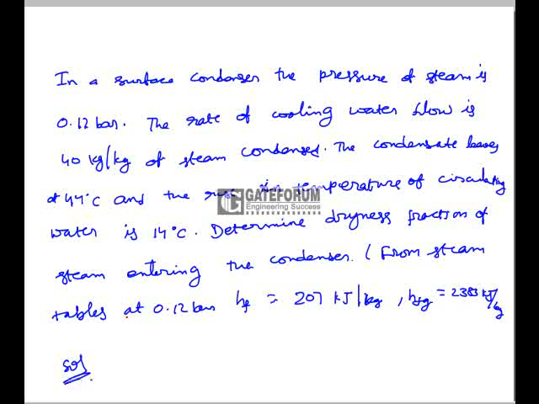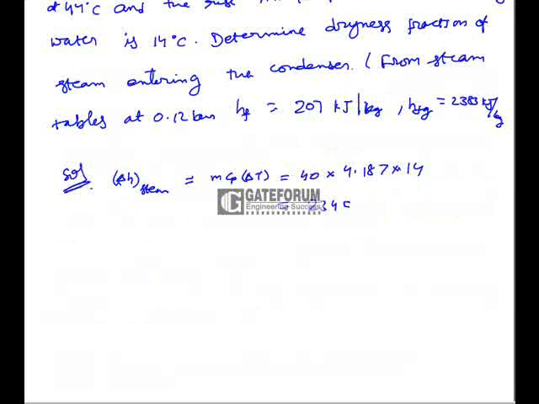The heat rejected by the steam is taken by the circulating water. That is, the change in enthalpy of the steam is equal to the heat gained by the cooling water, that is m Cp delta T. Here delta T is 14 degrees centigrade, the mass flow rate of the water is 40 kg, and Cp is 4.187, and delta T is 14, which is equal to 2345 kilojoules.